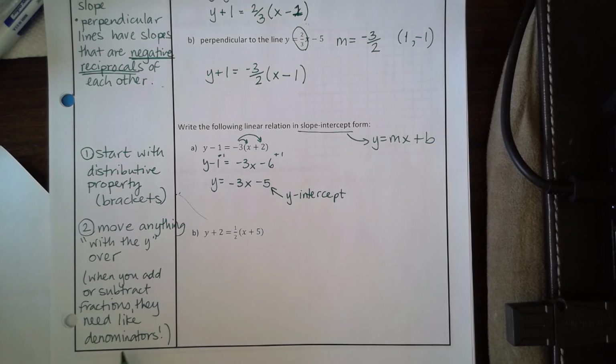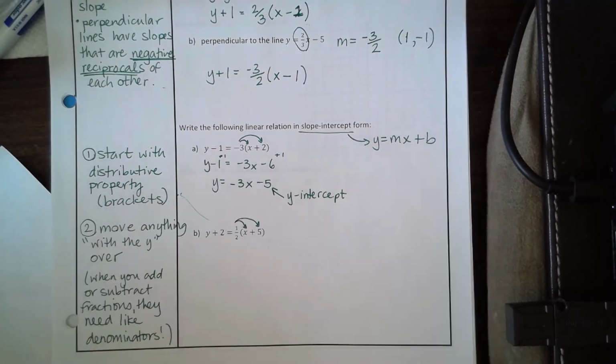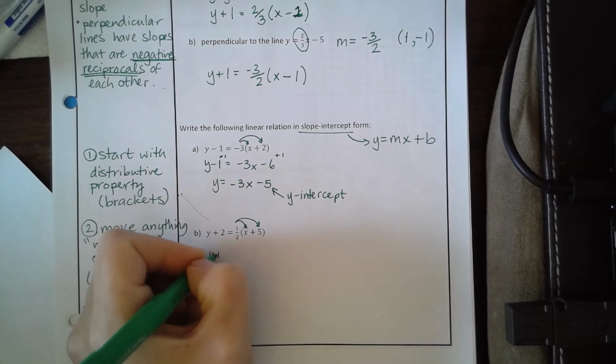So we need to remember how to deal with fractions. When we add or subtract fractions, we need to have like denominators. When we multiply or divide fractions, we don't need to. It's still going to be the same as we did for part A. We're going to do the distributive property, and always deal with brackets first.